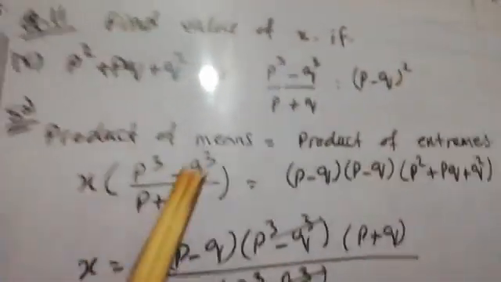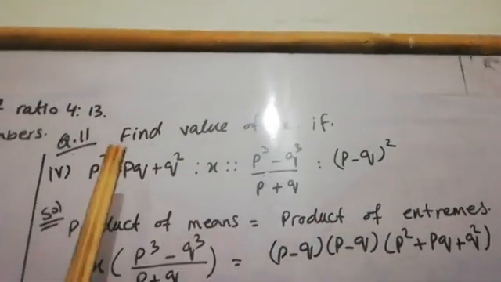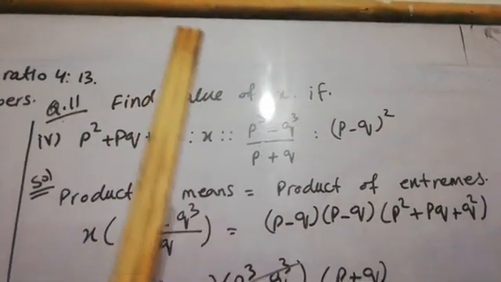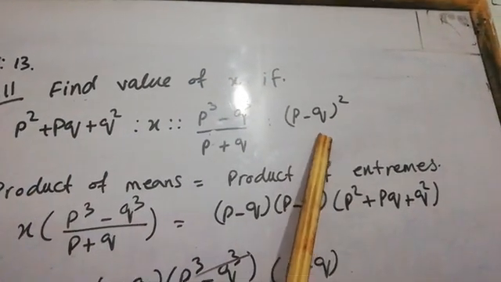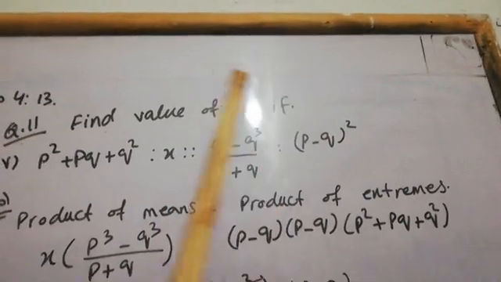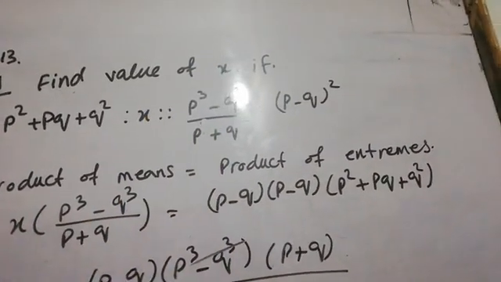But if the question is given with the proportion sign, this is the proportion sign, then we will use product of means equals product of extremes. Extremes means that these two values, the first and the last values, are known as the extremes, and the second and third, the middle values, are known as the means.